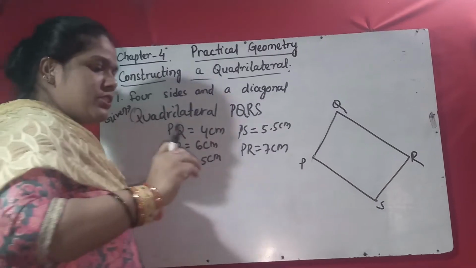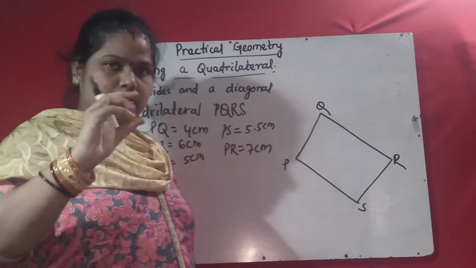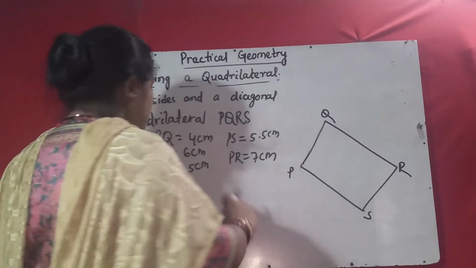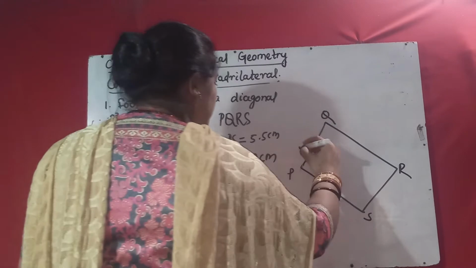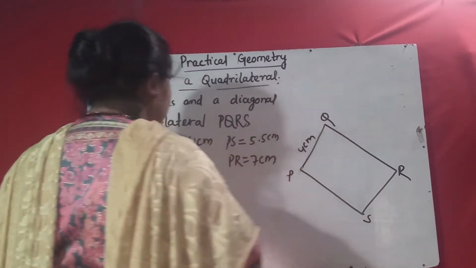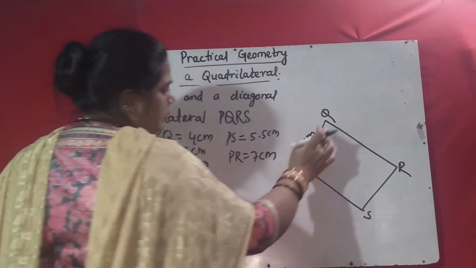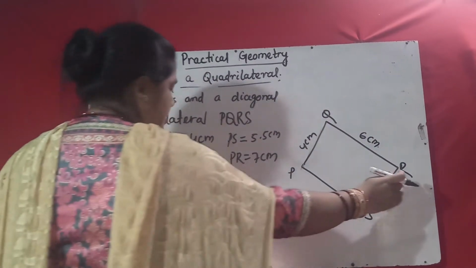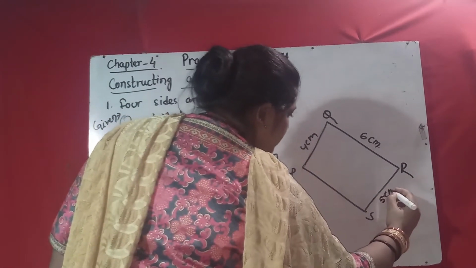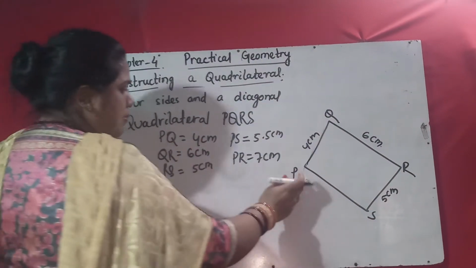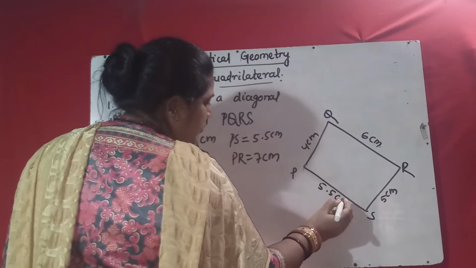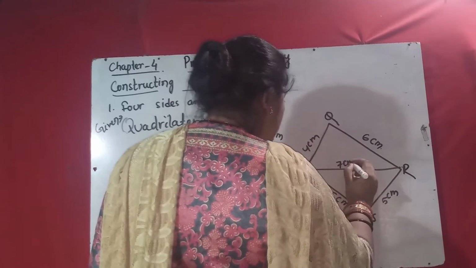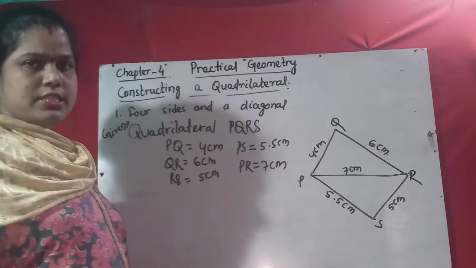Rough diagram means simply a small diagram, which you draw with pencil and scale. It is imaginary. Suppose you are given PQ equal to 4 cm, you write here PQ equal to 4 cm, QR equal to 6 cm, write down. Then RS equal to 5 cm, write down. Then PS equal to 5.5 cm, PR equal to 7 cm. So how will you draw this quadrilateral?